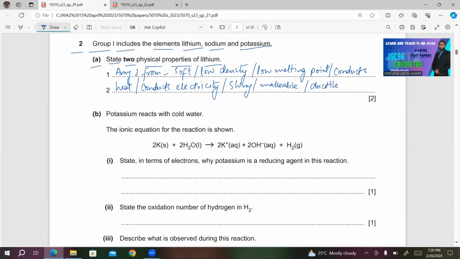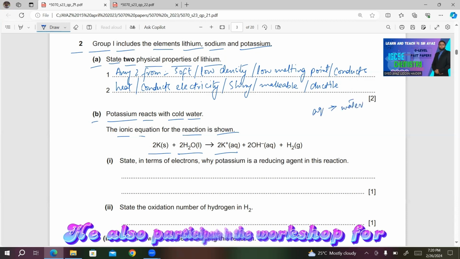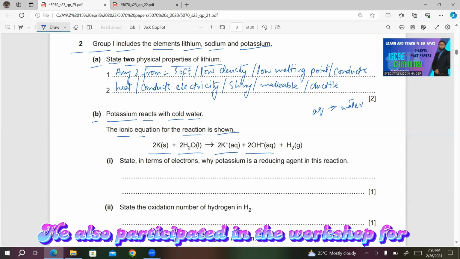Part B, potassium reacts with cold water. The ionic equation for the reaction is shown. 2K(s), S means solid state, plus 2H2O(l), l means liquid state, gives 2K+(aq), this is one of the ions produced in water, aq means aqueous, plus 2OH-(aq) plus H2 gas.